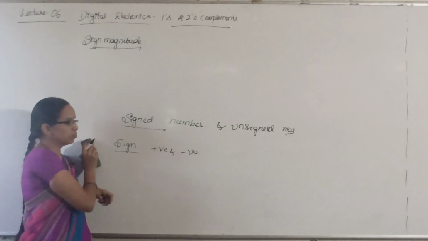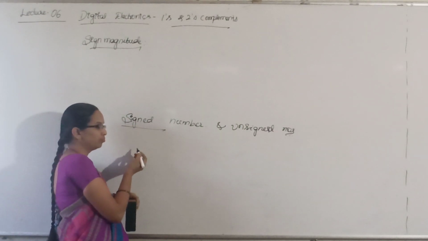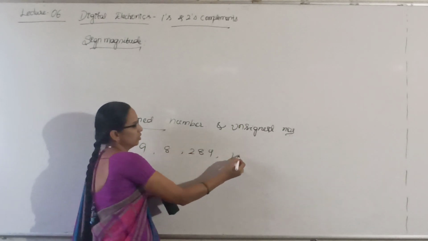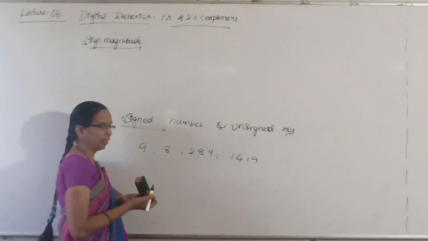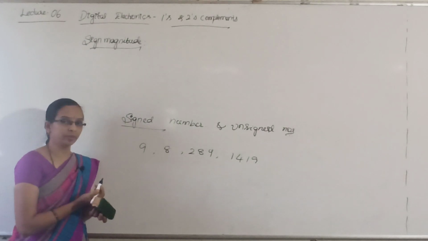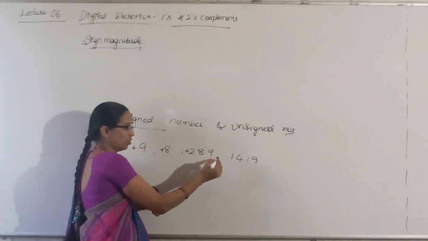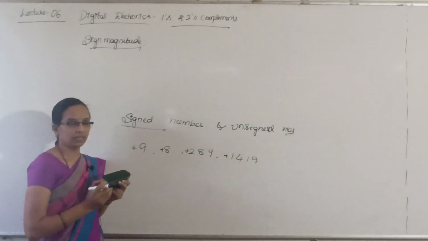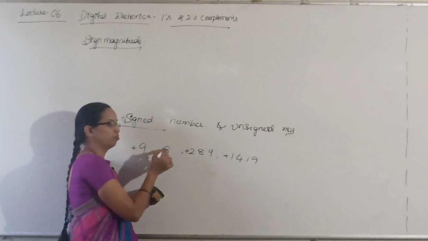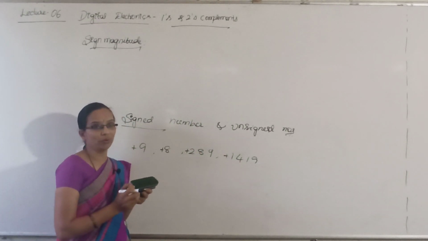See, positive numbers in decimal, any number you take, 9, 8, 289, you will not put any sign in front of the number, right? Why will you not put it? Because it is understood that these are all positive integers. For a positive number we will not put a plus sign because it is understood. We don't have that practice of writing it.